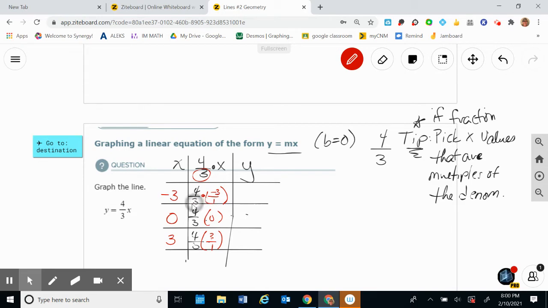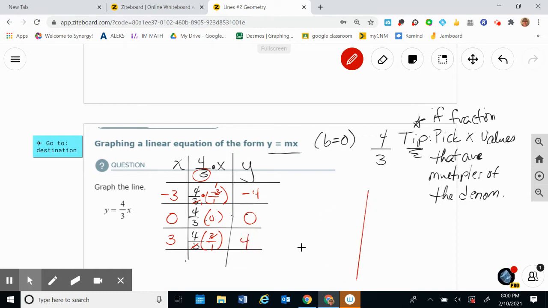Or you guys could cancel. 3 goes into 3 once, and then that leaves 1 on the bottom, so you're done, and that's -4. Anything times 0 is 0. This one, the 3's cancel, or you get 12 divided by 3, and you get 4.